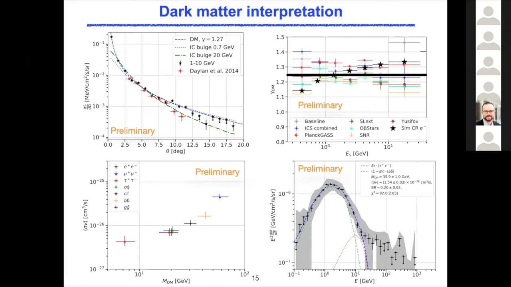By construction, the spatial morphology will be energy independent. And you can fit very well the spectrum using, for example, a b-bbar channel with 40, 50 GeV and a cross-section that is close to the thermal cross-section. And this signal is still not completely ruled out by other searches in gamma rays, for example, dwarf spheroidal galaxies.